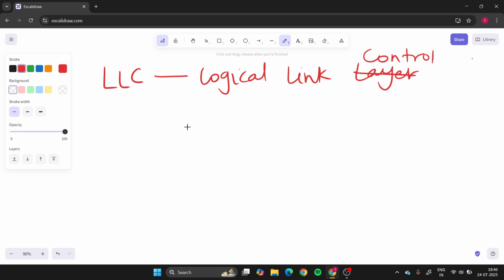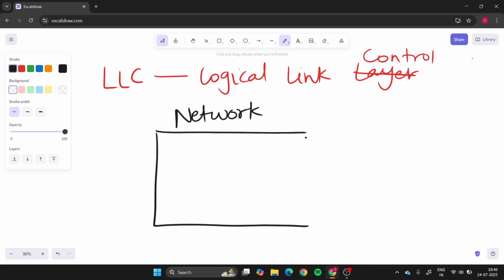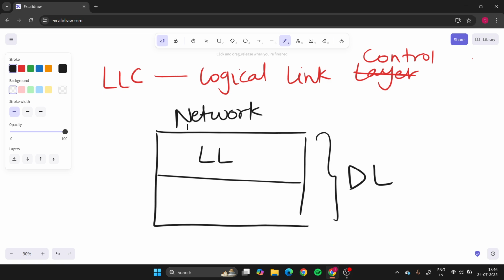For example, this is my OSI model, right? There is a layer which is called the network layer, and then this whole box I'm drawing is the data link layer. The upper part is a sub level, this is the LLC, and this is the MAC. That is what the data link layer consists of: sub levels. This stands on the upper and this stands on the lower.